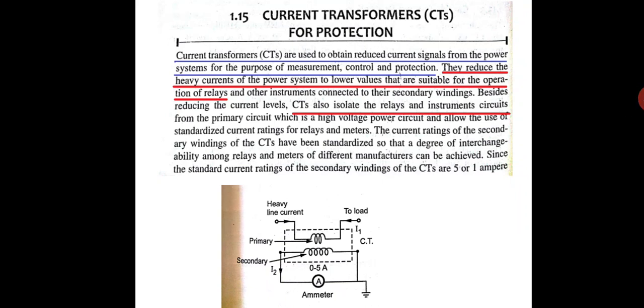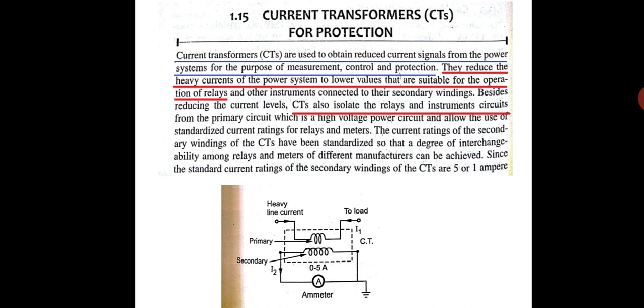Welcome for another session. So, let us start with current transformers for the purpose of protection of power system. In short, current transformer is also known as CT. CT stands for current transformer. It is mainly used for stepping down of the current. How does it happen? We'll see here.